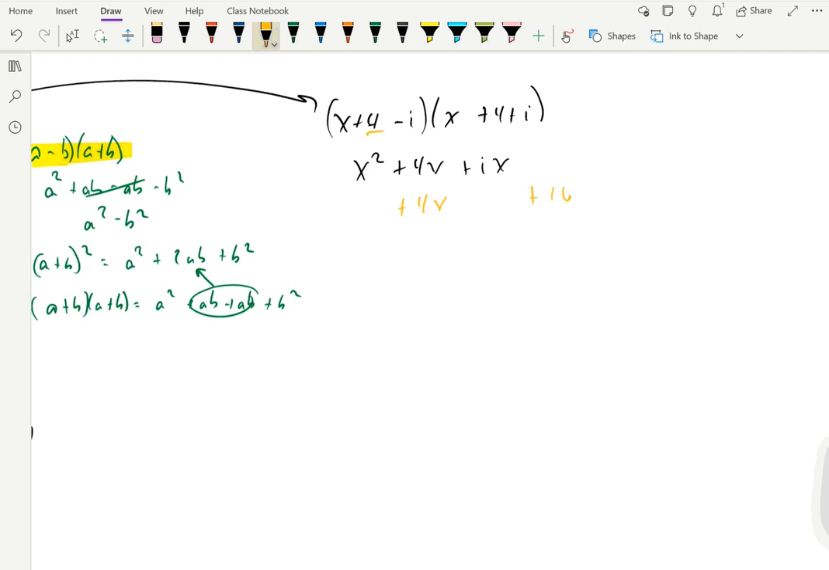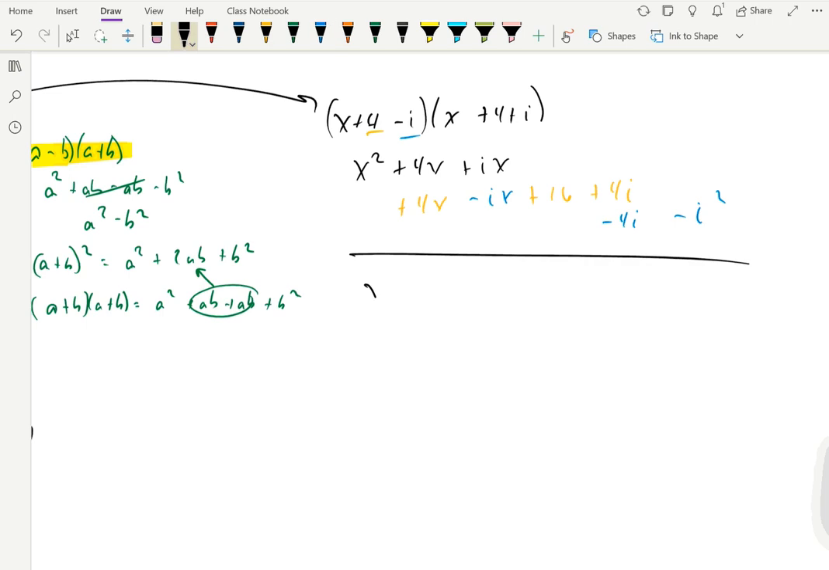So I don't have a column for that yet. Then we have a plus 4i. So we'll put that one out there. And then we also need the minus i. So we got minus ix. So I'll line that one up. And then a minus 4i. So I'll line that one up. And then a minus i squared. So I don't have any i squareds in here, so put that one over here.